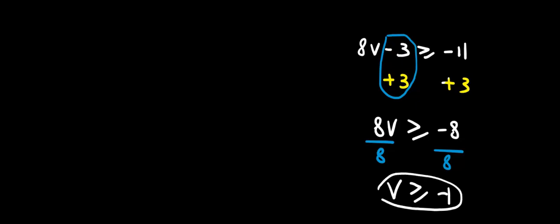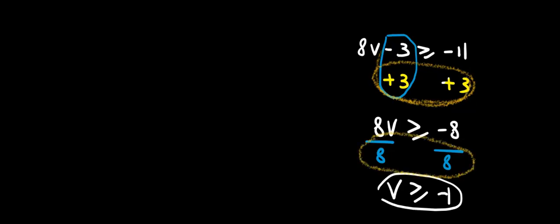This is your solution. Let's say the names one more time. This step is called the addition property of inequality. When you divide each side, it's the division property of inequality. Great job. Don't leave. We're going to continue to practice all sorts of problems.